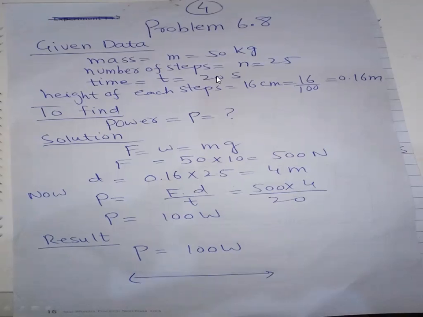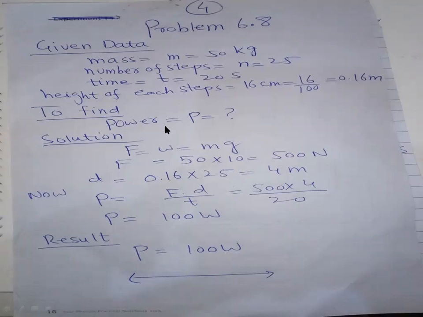Time is given to me, 20 seconds, and the height of each step is 16 centimeters. First of all, I convert the rest of the things into SI. Mass is in kilograms, which is the SI unit, and time is in seconds, already in SI unit. So the only thing we need to convert is centimeter. We need to convert this into meter, the SI unit of height. So 16 divided by 100 is 0.16 meter.